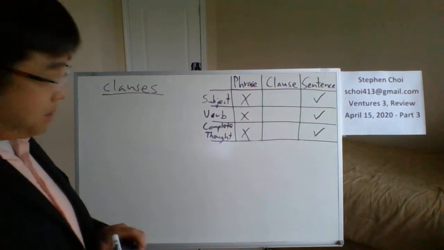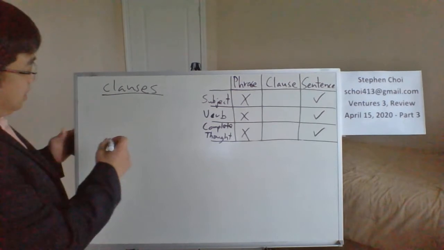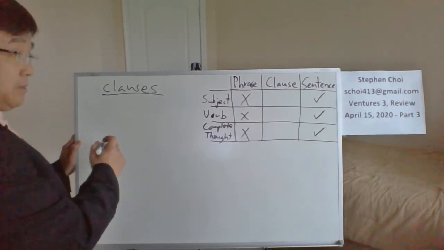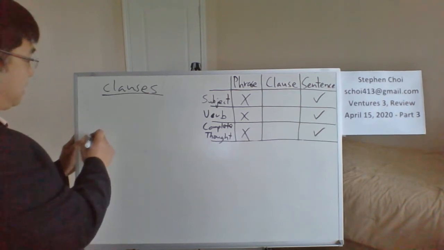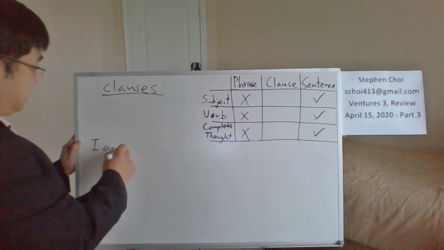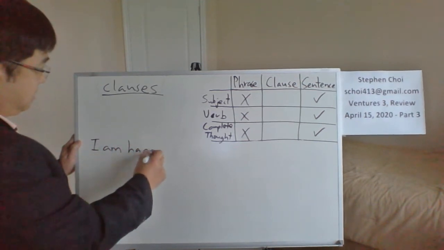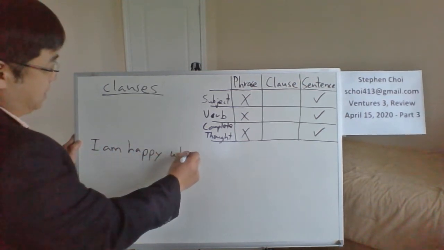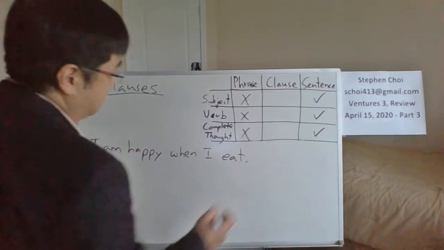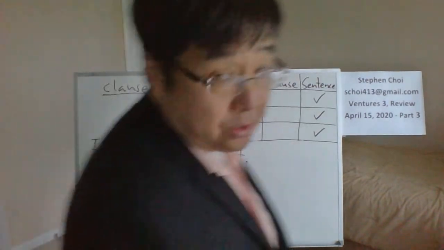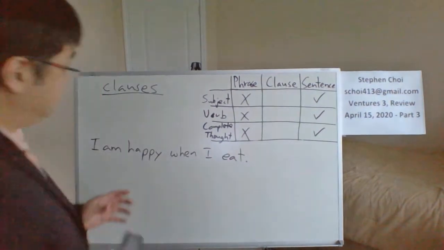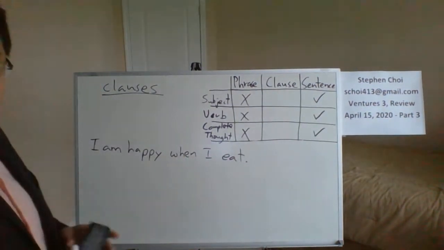Let me write a sentence. Remember the sentence we used for a complete sentence? Let me write it a little bit differently. If I said, I am happy when I eat. I am happy when I eat.